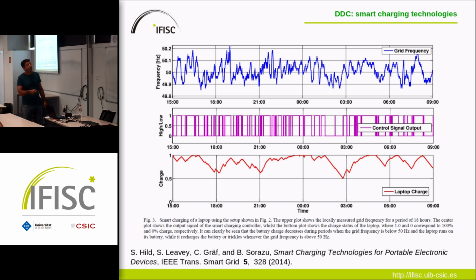And this is the state of the battery along the day. One is full charge, and it never goes below 50%. For instance, here the frequency is low, you see it's below 50. It discharges because it's using the battery. But then when the frequency recovers, it starts to charge again. So this also would help to keep the frequency under control.